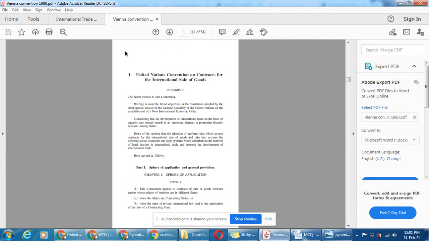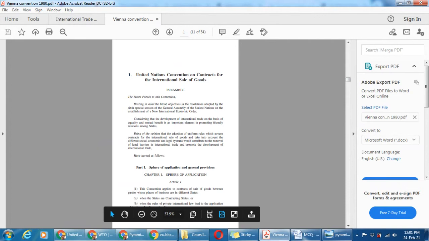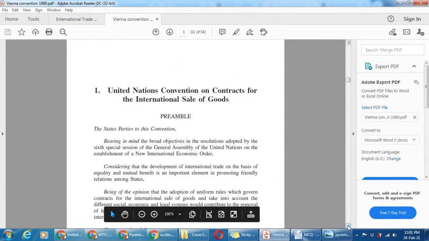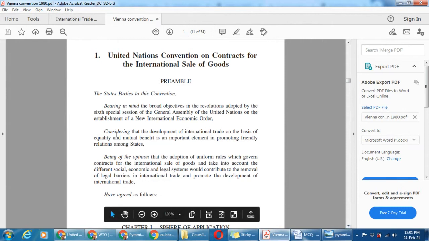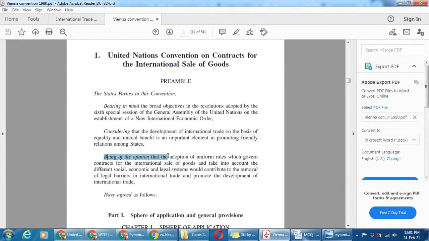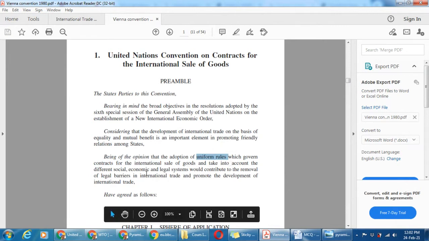Thank you, Professor. Okay, so now I will continue to explain the objective of this convention, which is, as I said, the second main element in international trade and international trade law. Considering its importance for the development of international trade, and being of the opinion that the adoption of uniform rules, as in any field we have standards in law, also in international law related to trade, we have uniform rules or standards which govern contracts for the international sale of goods and take into account the different social, economic, and legal systems, would contribute to the removal of legal barriers in international trade and promote the development of international trade.